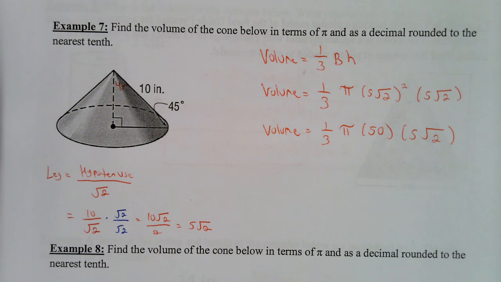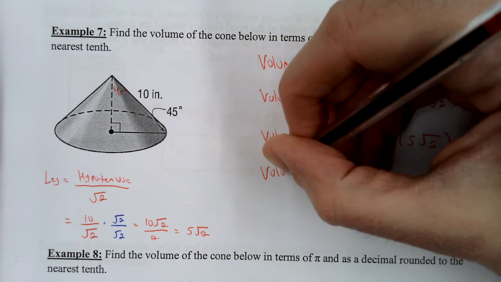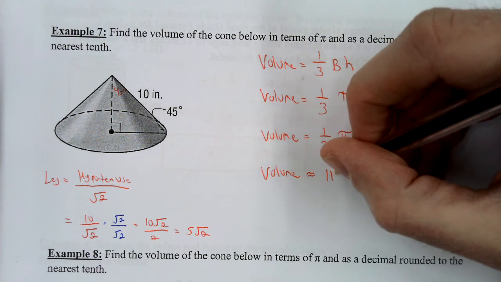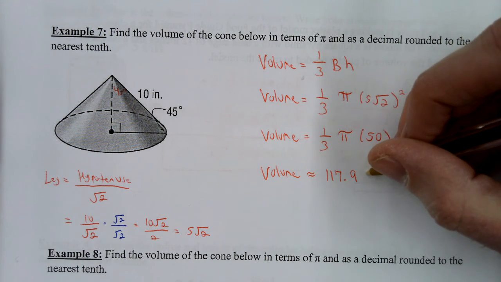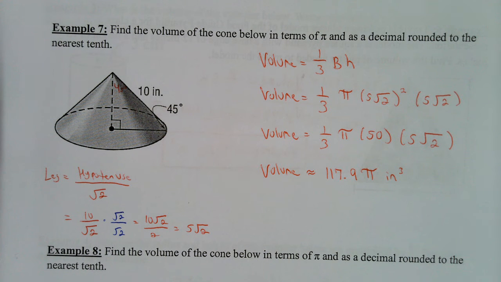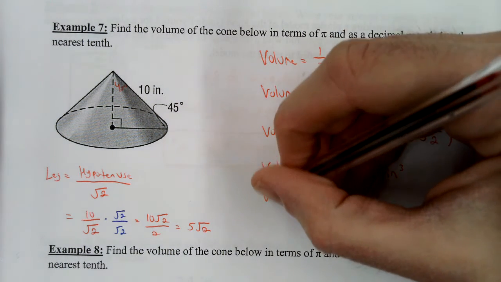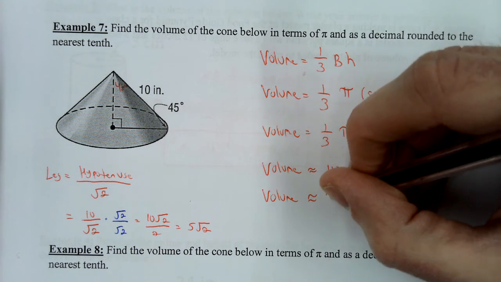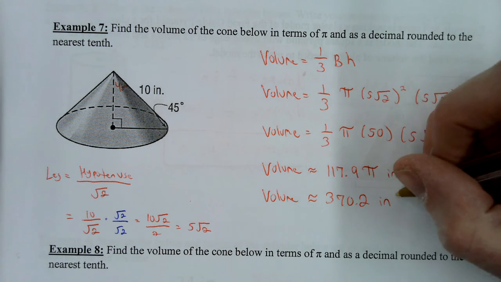This question said give your answer in terms of pi and as a decimal. So what we're going to do is multiply everything but the pi. Okay? So we're going to do 1/3 times 50 times 5 times square root of 2. It's going to give you about 117.9 pi. And it said as a decimal, so let's multiply that out. You should get about 370.2 inches cubed.